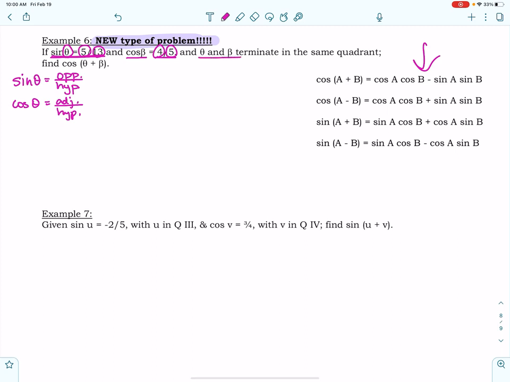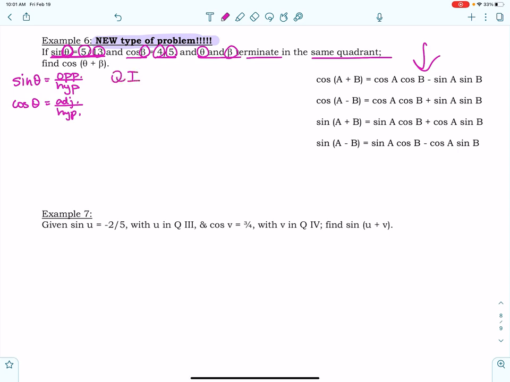Theta and beta both terminate in the same quadrant. I want you to notice that when you're told theta and beta, these two angles, they both terminate in the same quadrant. That means that sine theta and cosine beta are in the same quadrant. And since they're both positive, it has to be in quadrant 1.